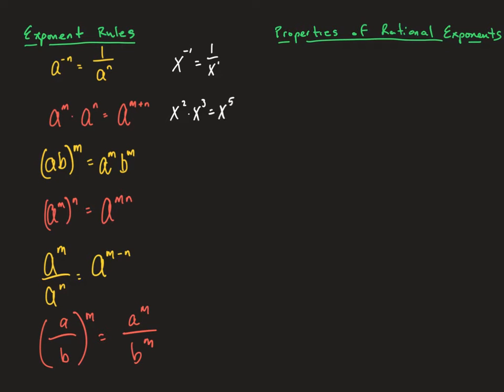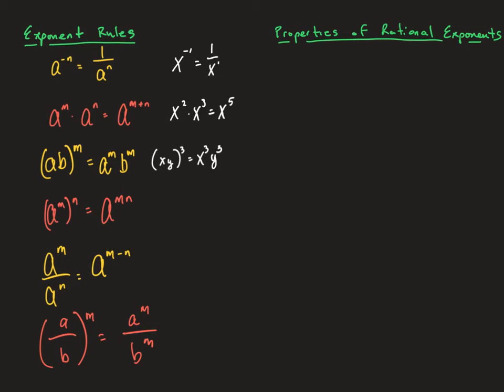Now we're looking here at ab, this product raised to a power. That power goes to both of the items within the parentheses. That's why it would be a to the m power, b to the m power. Or if I had the example xy to the third, that is the same thing as x to the third, y to the third.